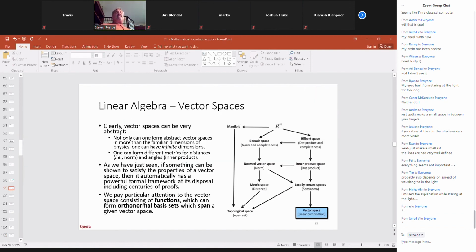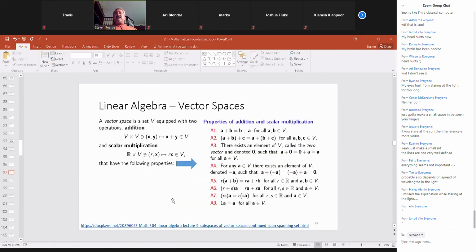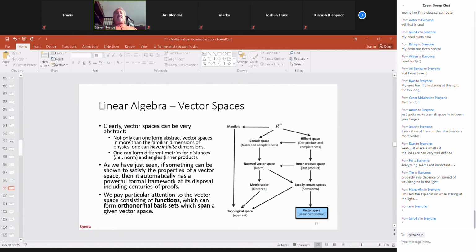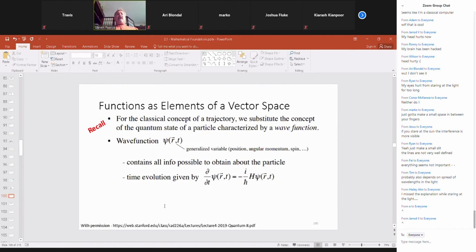So clearly vector spaces can be very abstract. Not only can one form abstract vector spaces in one or more of the familiar dimensions of physics, but you can have infinite dimensions. One can form different metrics. This is pretty big because these functions satisfy these properties right here. You can set up functions as an orthonormal basis set, which span a given vector space, unbelievably powerful. So yes, that's what we're going to do here.